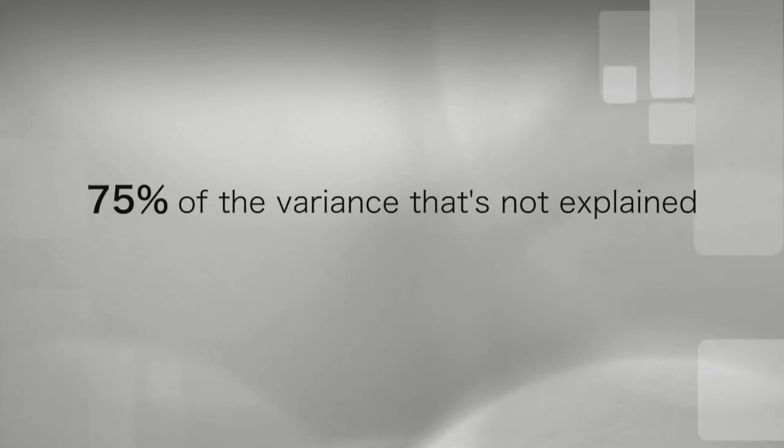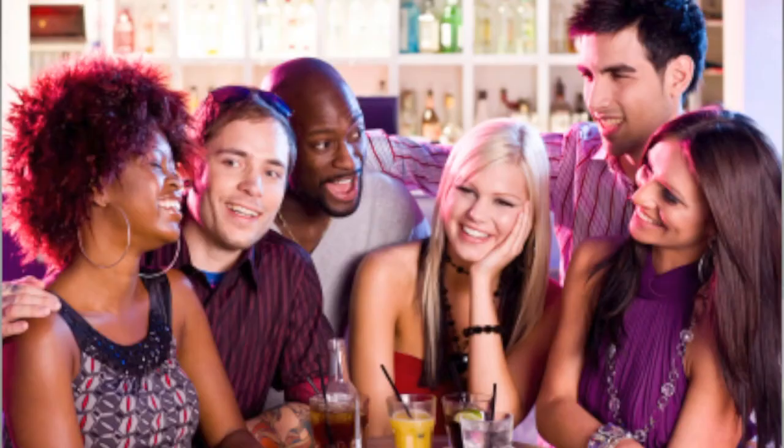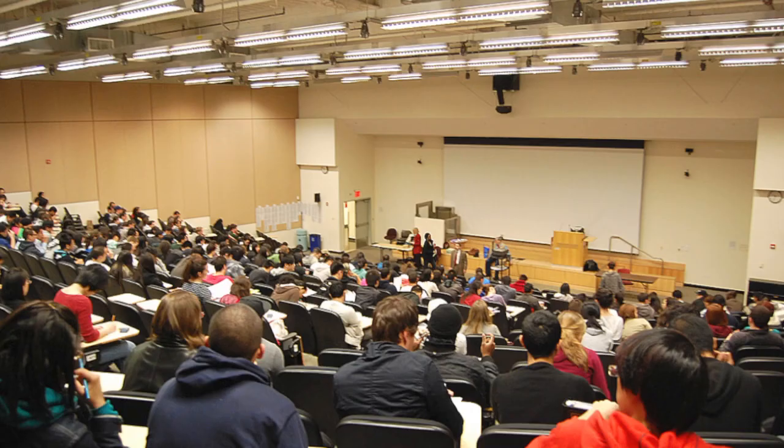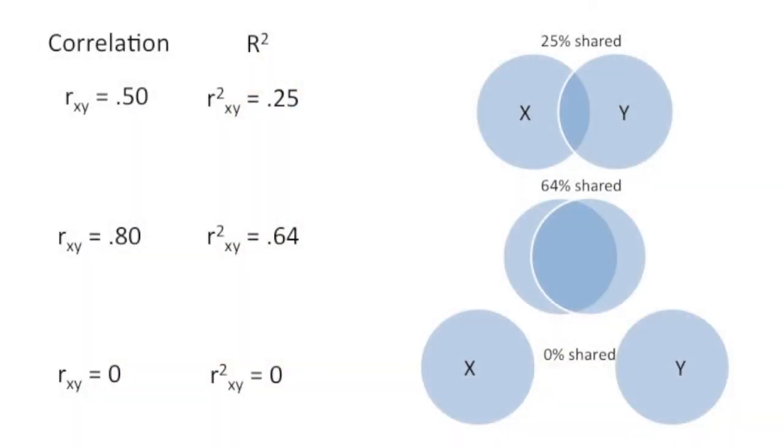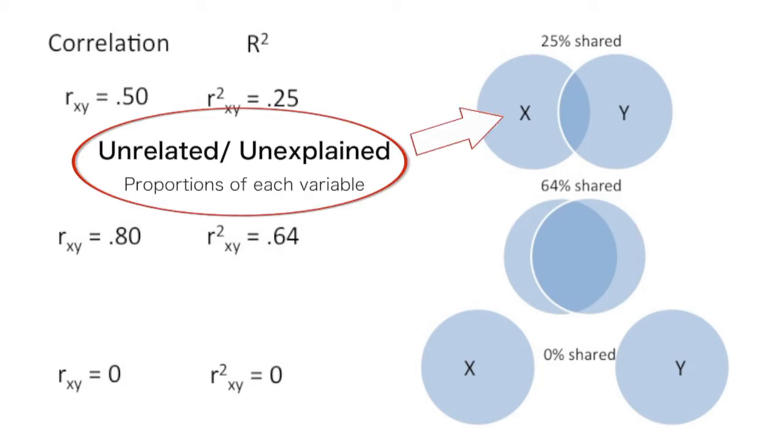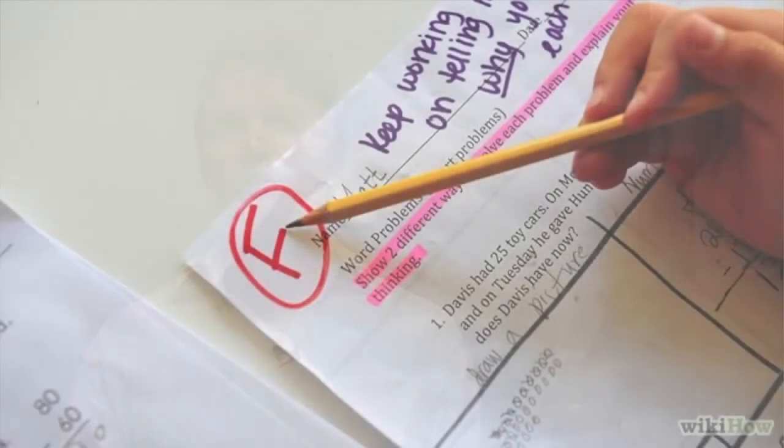The rest of the variance in exam scores, in other words the 75% of the variance that's not explained, for good or for ill, may include things like how you're feeling, your health, new relationships, your motivation to study, attendance at lectures, your financial situation, and so forth. So this common variance is often illustrated with overlapping circles, each of which represents the total variance of one variable. The unshaded portions of each circle represent those proportions of each variable that are unrelated and unexplained by the other.